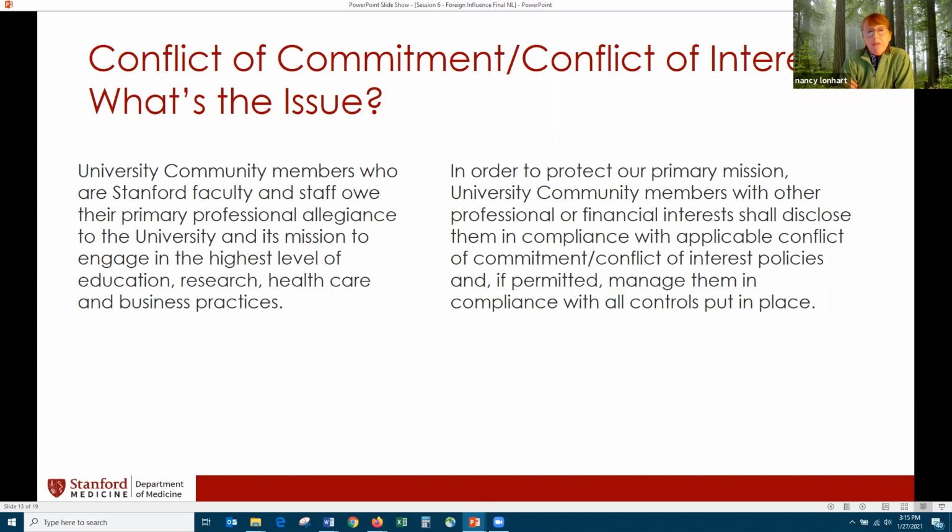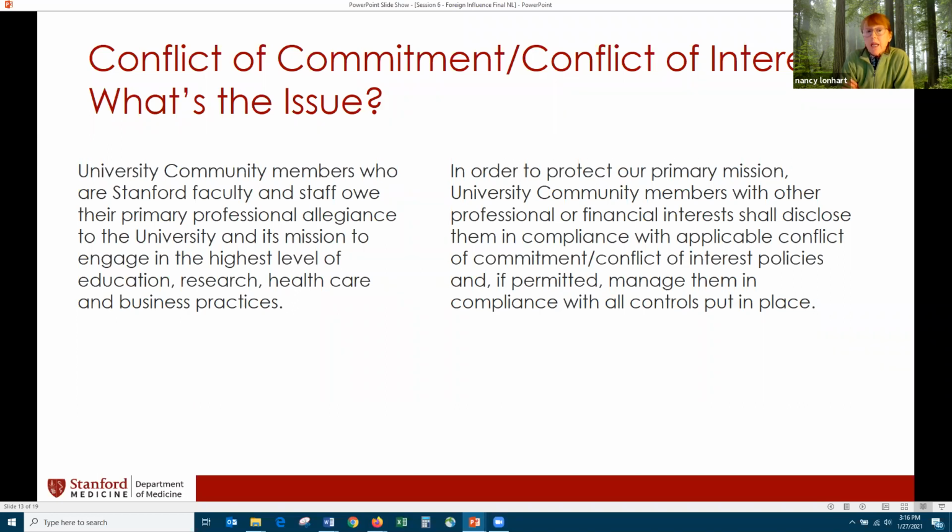When we think about a conflict of commitment, here we've identified it as university community members who are Stanford faculty and staff. We owe our primary professional allegiance to the university and its mission to engage in the highest level of education, research, healthcare, and business practices. And think back to that 1,000 Talents program. There's a split of allegiance when you assume, I'll call it, a membership into that 1,000 Talents program, because you are splitting your professional allegiance to your university. This is something that needs to be disclosed.